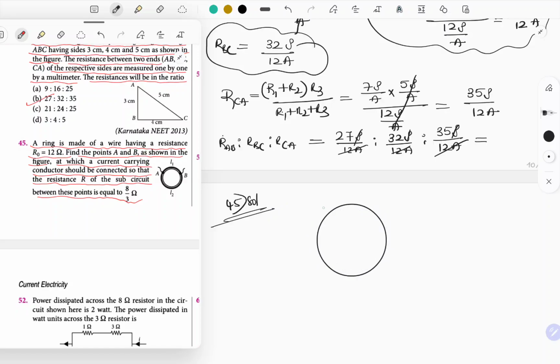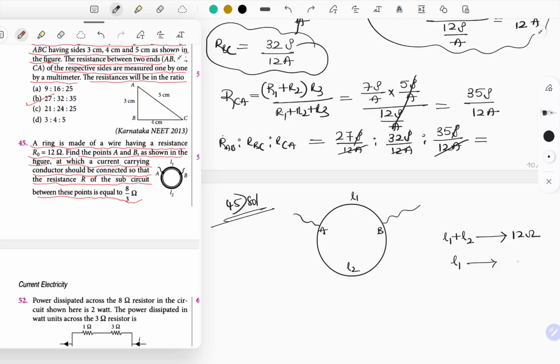So this is the circuit. A conducting wire is connected at points A and B. The length of this wire is L1 and this is L2. For the total length of the wire, the resistance is 12 ohm, that is L1 plus L2. For this much length, what is the resistance? 12 ohm. Then for L1 length, what's going to be the resistance?